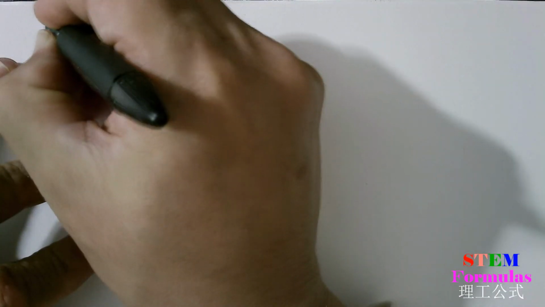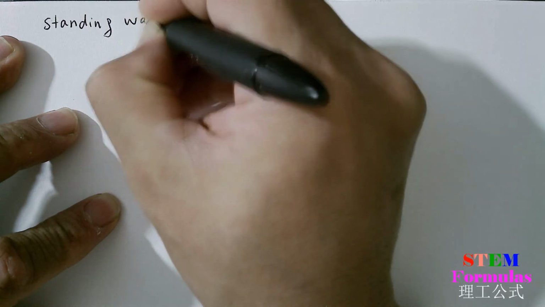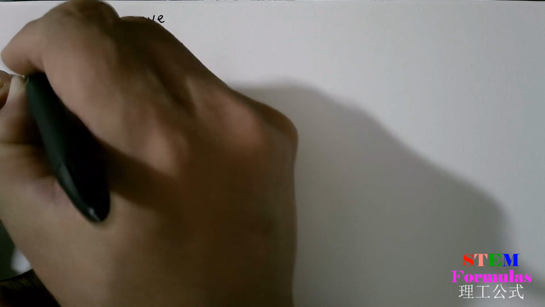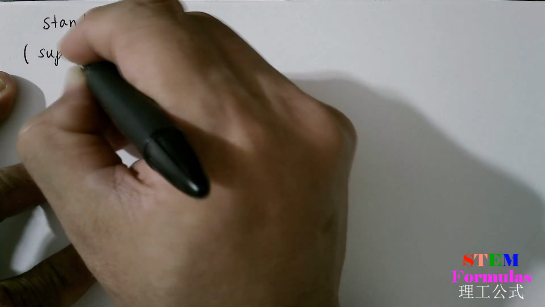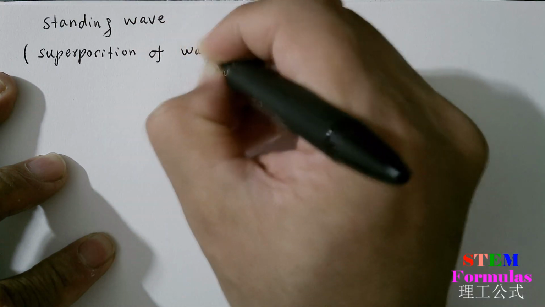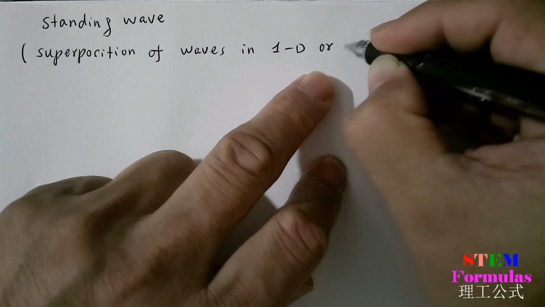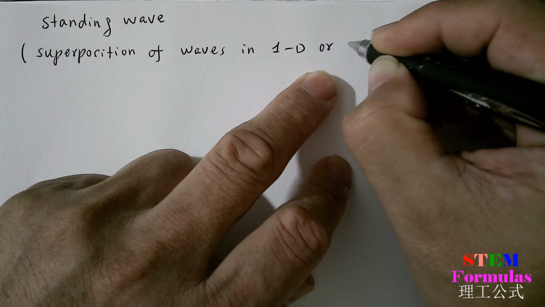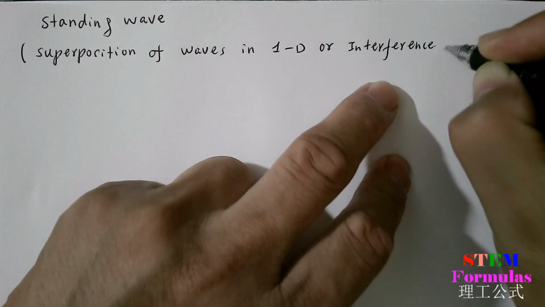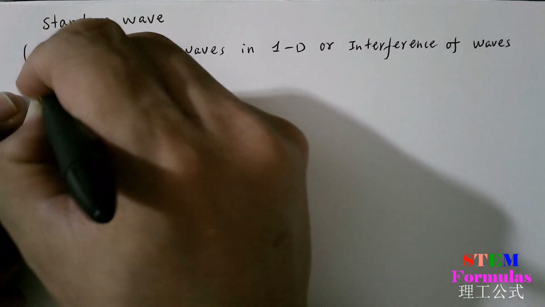Standing wave. A standing wave I can also write down as a superposition of waves in one dimension, or interference of waves in one dimension.